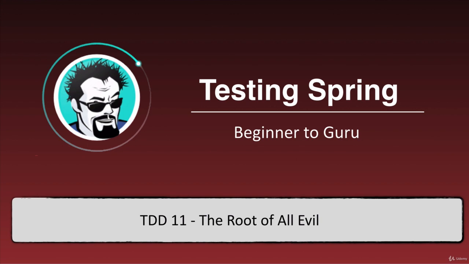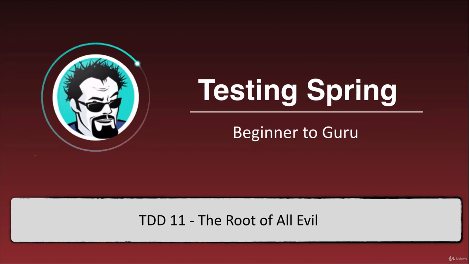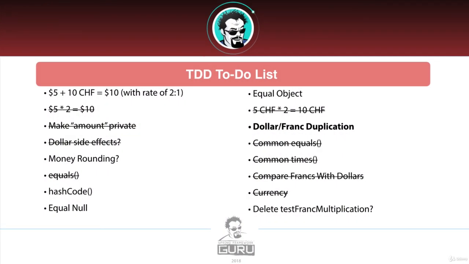In this video, we are going to be taking a look at Chapter 11, which is titled The Root of All Evil. And we are going to be revisiting the dollar franc duplication. And there's clearly some code that we can get rid of here. And I'm going to jump over to IntelliJ now and do that refactoring for us.